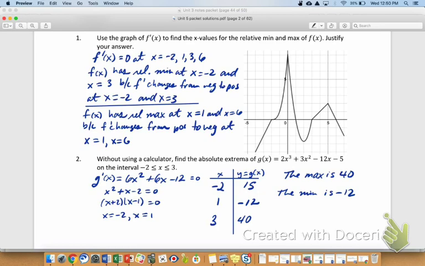And then a similar idea at x equals 1 and x equals 6, because f prime changes from positive to negative at both of those x values. This is a good example of the first derivative test. This is a good way to have done this one. Hopefully you've been practicing your wording on how you justify things and that good first derivative test type reasoning.